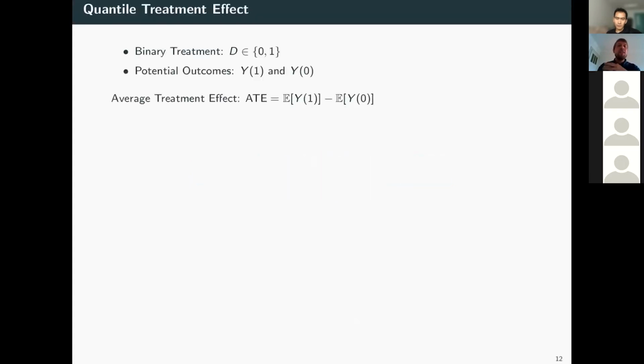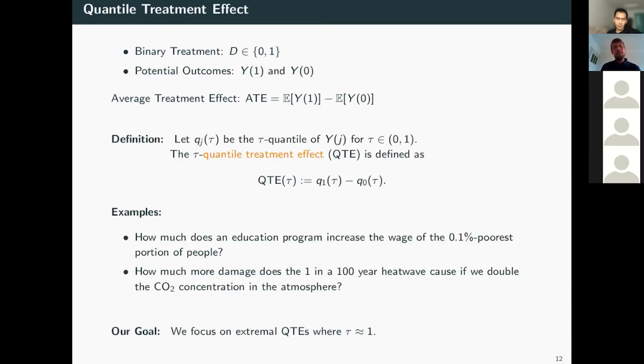The setup is that of potential outcomes, where we have a binary treatment D and the outcome Y. Usually, as we've seen in this conference many times, people are interested in the average treatment effect, which is just the difference between the expectations of the potential outcomes. But in many cases, people are interested in something else, namely how the treatment affects quantiles of the distribution. This is why people have introduced the so-called quantile treatment effect, which is simply defined as the difference of the quantiles of the distributions of the potential outcomes.